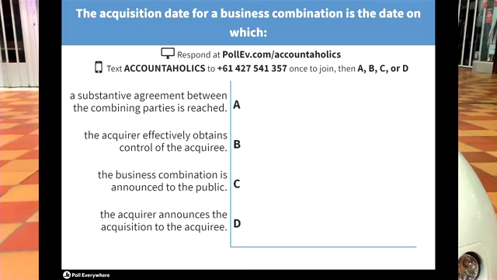C, the business combination is announced to the public. It might be the acquisition date, it might not be, because it depends on whether the acquirer obtains the control. D, the acquirer announces the acquisition to the acquiree. It doesn't matter. They announce the acquisition, but that may not be the date they obtain control. All right, so we don't know. So the answer would be B, because that would be the date they obtain the control, and on that date we determine it as the acquisition date. Okay.